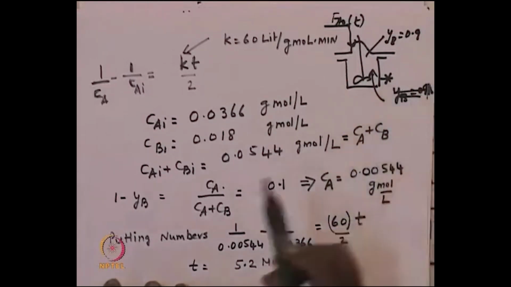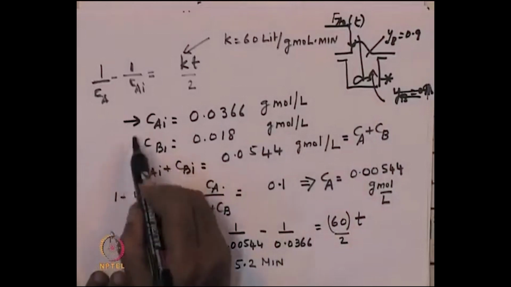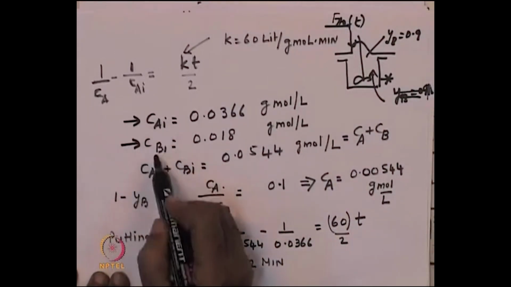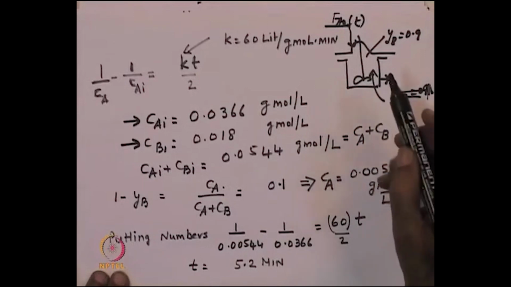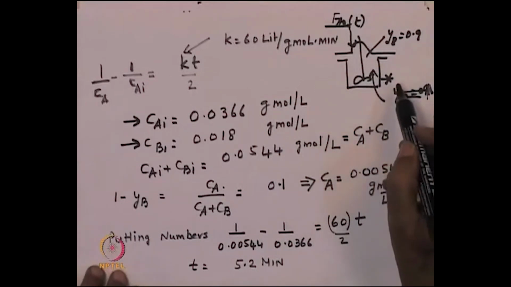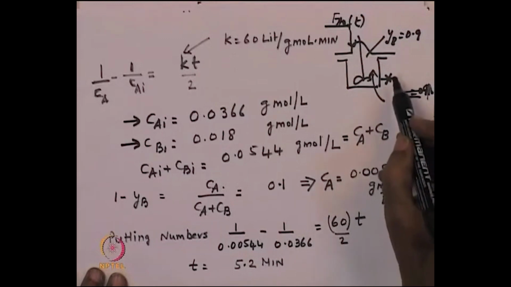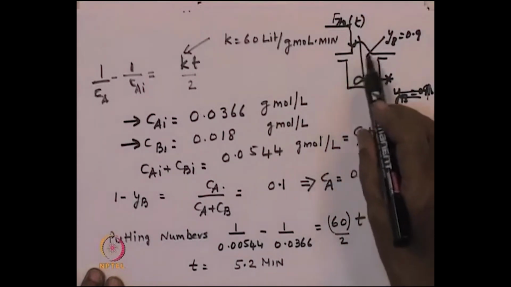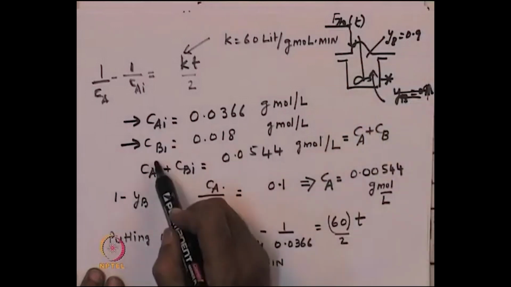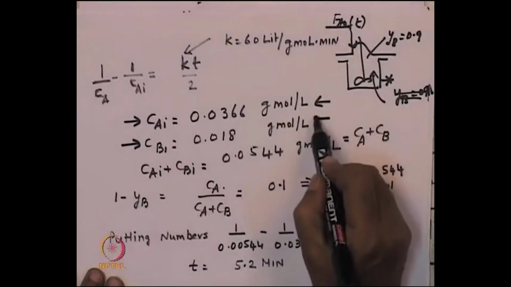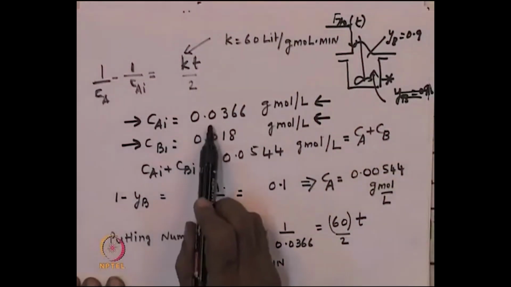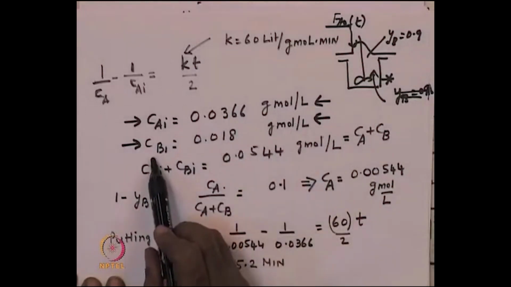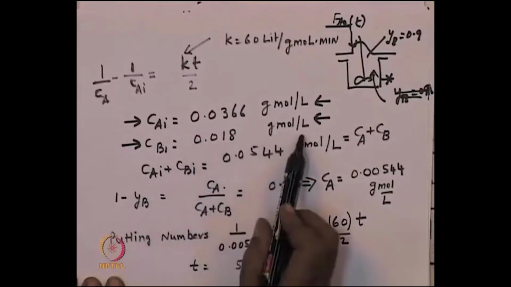At that time, the composition of A and B, which I have written as Cai and Cbi, at the instant when we close the valve, was the values corresponding to the steady state achieved at x equal to 0.5 in the first part of the problem. In other words, at the time when we close these valves so that it runs as a semi batch operation, Cai and Cbi were the steady state values that we had achieved in part 1 of the problem, and we have already found those values to be 0.0366 gram moles per liter and Cb as 0.018 gram moles per liter.